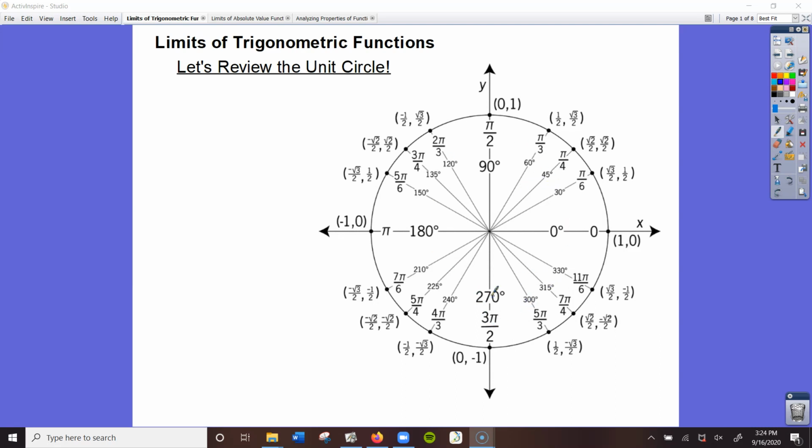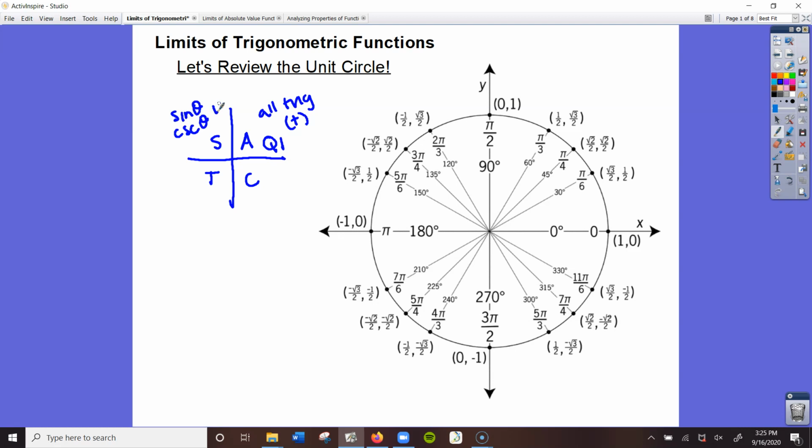Now, as you go along, we did learn an acronym that we use to remember the signs of these trigonometric values. So if I were to have my axis, I taught you guys all students take calculus. So that means that in quadrant 1, all trig values are positive. In quadrant 2, only sine and its reciprocal, which is cosecant, is positive.